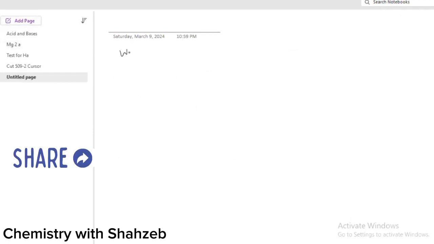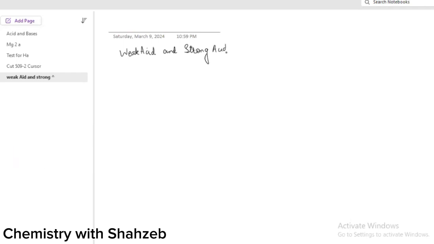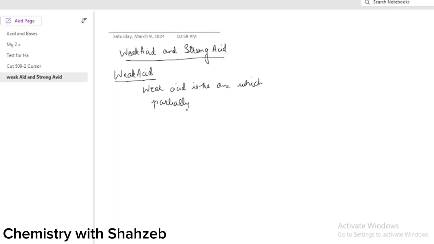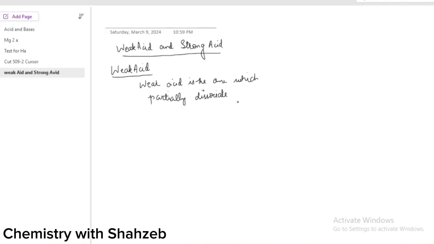So let's move further towards the difference between weak acid and strong acid, because this is a very important question and often asked in the exam as well. What do you mean by a weak acid? First of all, we know that acids have the ability to split up into ions. But a weak acid is the one which partially dissociates into ions.